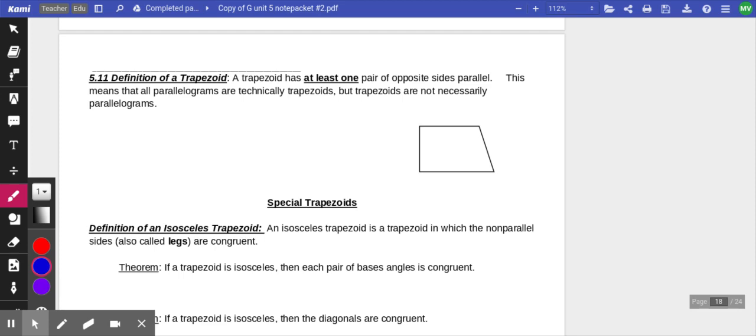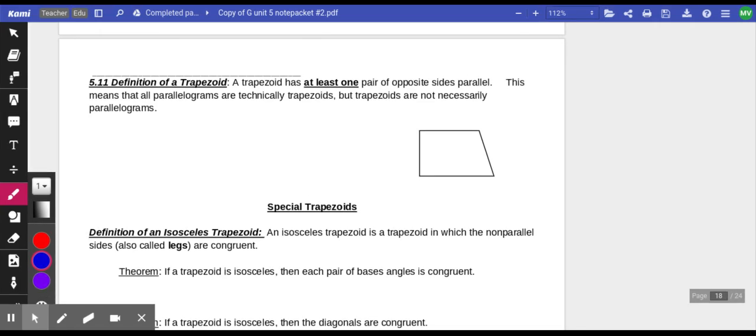Hello, everyone. Today we are going to talk about a trapezoid. So, definition of a trapezoid.